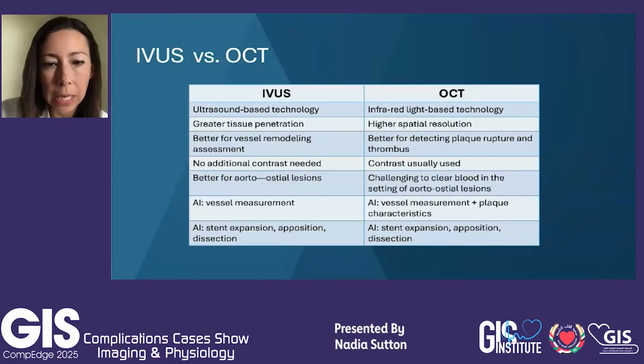Whereas with OCT, we have an infrared light-based technology with higher spatial resolution. It's better for detecting plaque rupture and thrombus. It does require contrast, unless you are using a dilute contrast or other solutions such as saline or dextran. It's challenging to clear the blood in the setting of aortoostial lesions, where IVUS may be preferred. And we do potentially get a little bit more information about plaque characteristics from OCT, and perhaps the AI is more developed in terms of identifying stent expansion, apposition, and dissection.